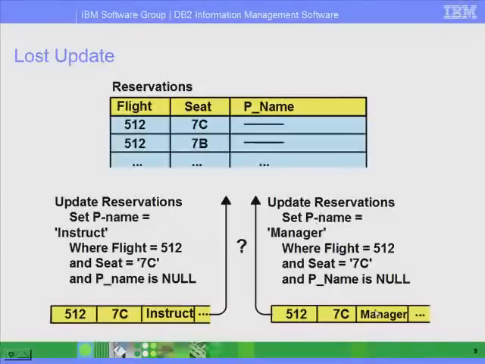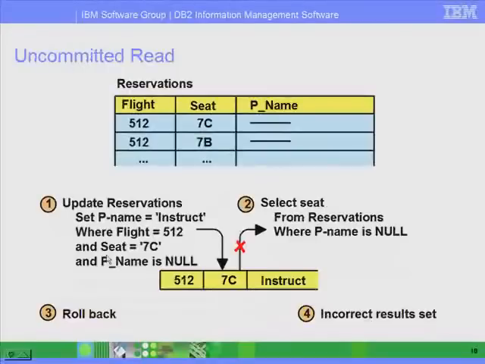Now, the other application at the same time is trying to do the same, but now it's trying to change the passenger name to manager on this side. So what's going to happen is, if the first application was the one who performed the update first, and this was saying instruct, and then the second application comes next and does this update, then the final result would be that this would say manager. So basically we just lost an update from the first application.